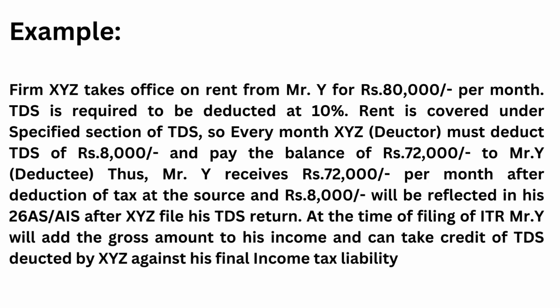Here we are giving one example of TDS for your better understanding. Firm XYZ takes office on rent from Mr. Y for 80,000 rupees per month. TDS is required to be deducted at 10%. Rent is covered under a specified section of TDS. So every month XYZ, the deductor, must deduct TDS of 8,000 rupees and pay the balance of 72,000 rupees to Mr. Y, the deductee. Thus, Mr. Y receives 72,000 rupees per month after deduction of tax at source, and 8,000 rupees will be reflected in his 26AS after XYZ files his TDS return.